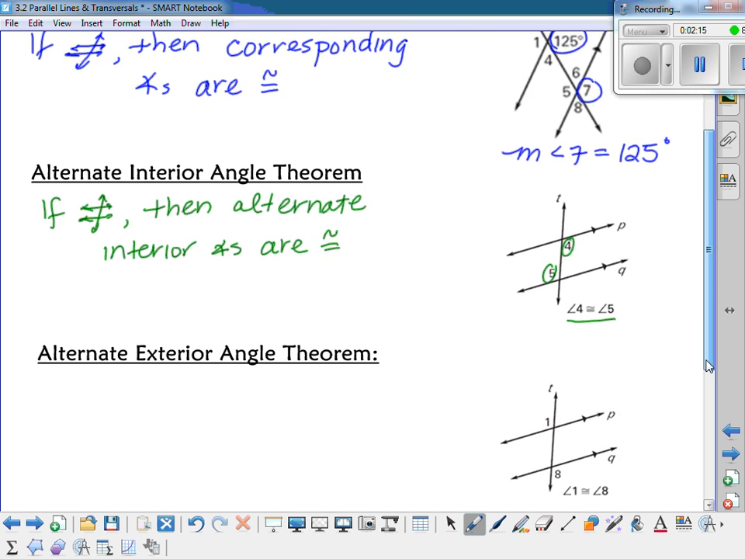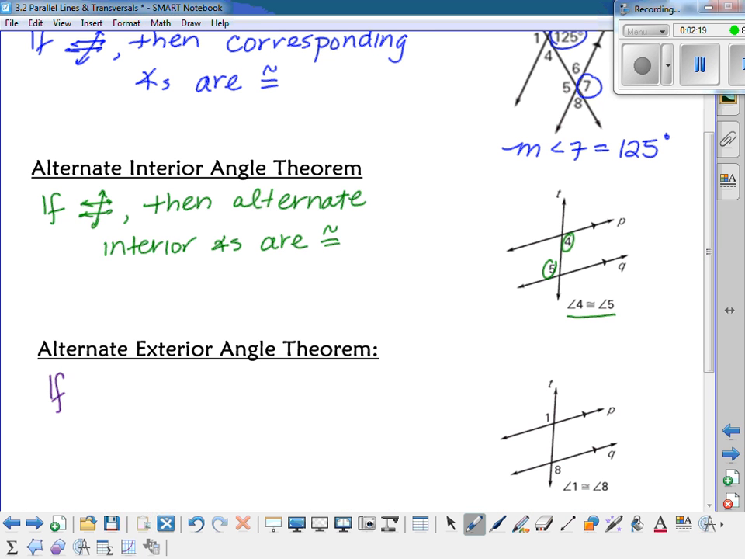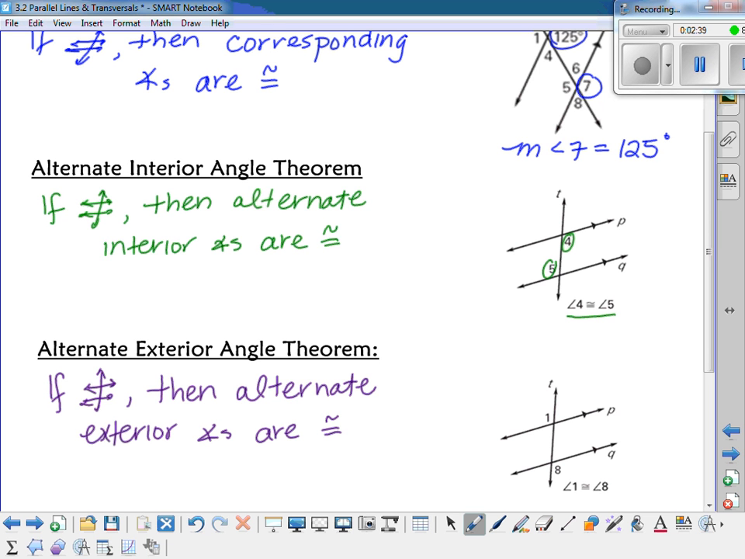The alternate exterior angle theorem is almost the same. It says if parallel lines are cut by a transversal, then alternate exterior angles are congruent. So in my figure, 1 and 8 here are alternate exterior angles, and so by the alternate exterior angle theorem, I know that they are congruent to each other.